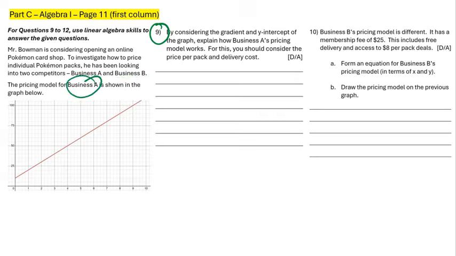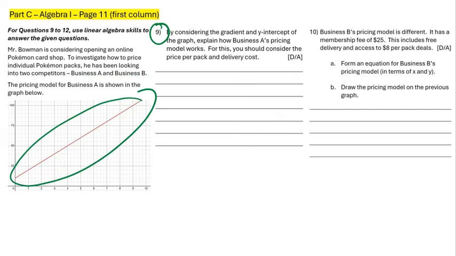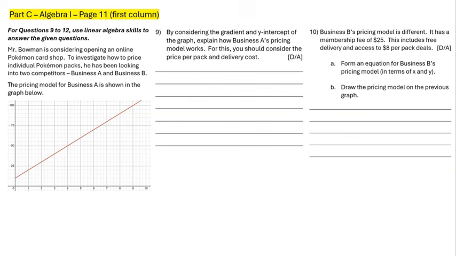The pricing model for Business A is shown below. So this here is how Business A does their selling of Pokemon packs. And then the actual question itself: by considering the gradient and the y-intercept of the graph. So you can see the y-intercept over here, and don't forget it's rise over run to find the gradient. Explain how Business A's pricing model works.